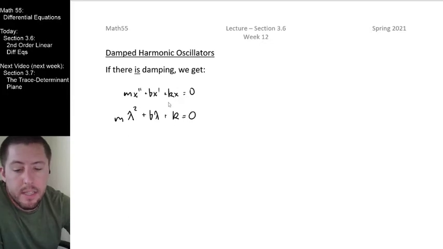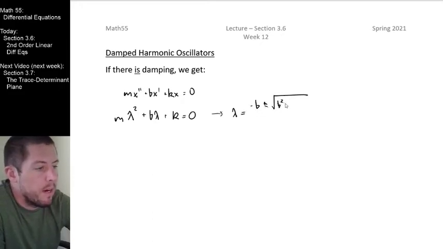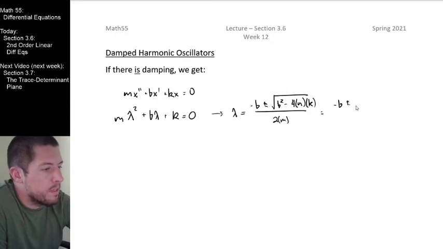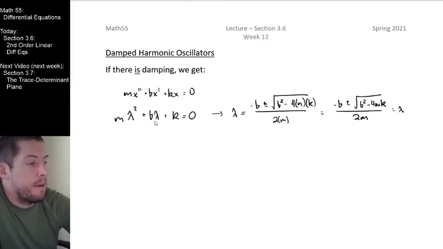It's guaranteed to lead us to this general quadratic right here. And that's going to tell me that lambda is going to be negative b plus or minus the square root of b squared minus 4ac, where a is m and c is k, all over 2m, which I'm going to write a little less stupidly as negative b plus or minus the square root of b squared minus 4mk all over 2m. These are going to be our eigenvalues that we're going to get out of this. So here's what we're going to end up seeing.